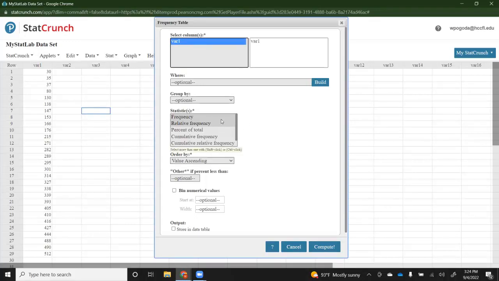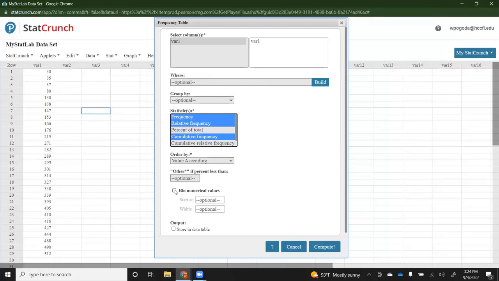And I can actually tell it, I know in the end I want frequency, relative frequency, and cumulative frequency. To highlight multiple columns, you can just hit Control and select another thing. All right, I want them to use the groupings, the classes that I've created.